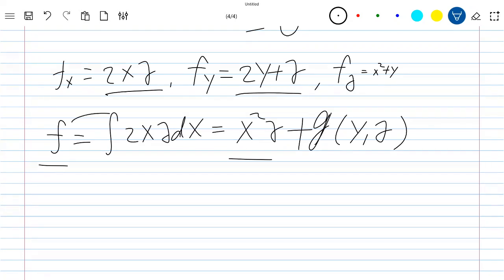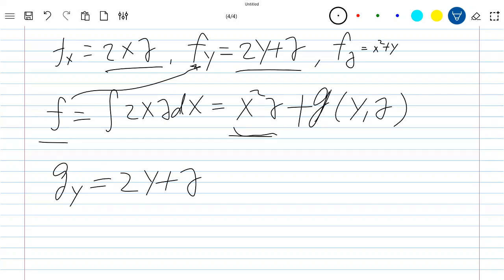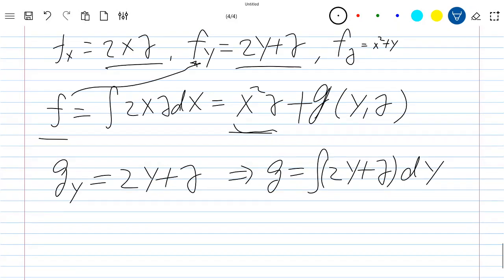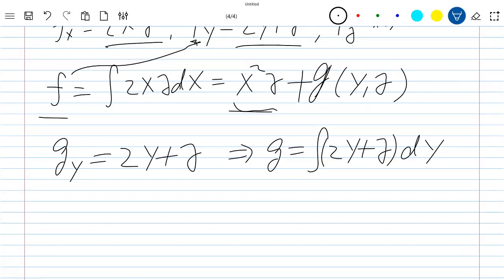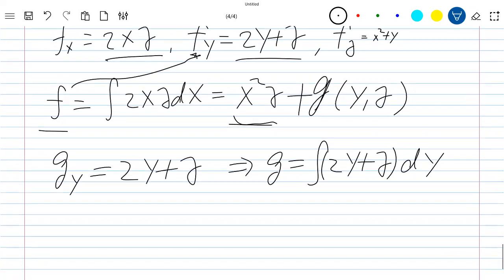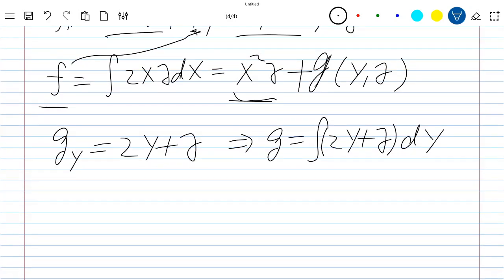Now let's plug this f into the second equation. So you take the y derivative. This is nothing. You get g_y equals 2y plus z. Alright, what does this mean? It means that we can integrate to get g. If you integrate like that, only z is a constant, right? y is a variable now, and what is that? That's y squared plus yz, right? Oh no, not done yet.